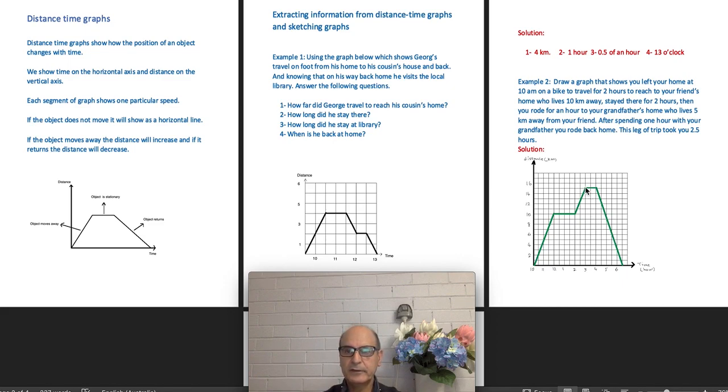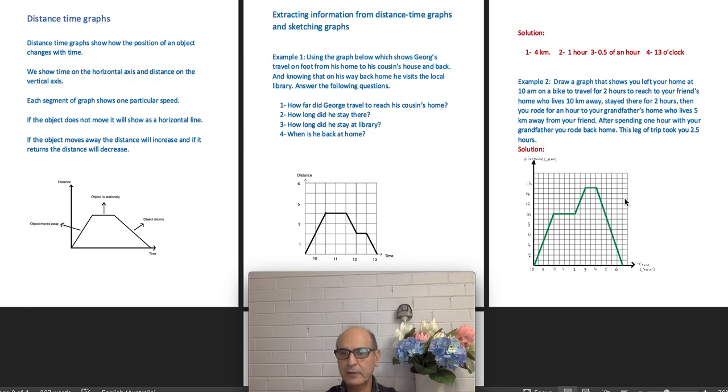Again, you stay at your grandfather's place for 1 hour, so you got to show a stationary line, which is a horizontal line, going for 1 hour, 2 divisions. And now you come back home, and from this time, it's going to take you 2.5 hours. So 2.5 hours means 5 of these divisions. So 1, 2, 3, 4, 5.